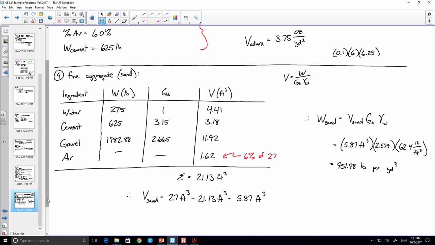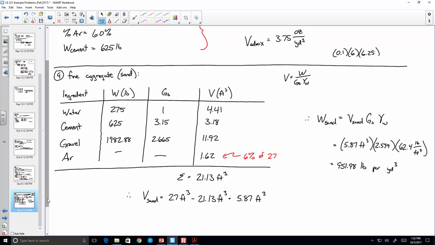Okay. All I did here is just convert that into a weight. So the cubic feet cancel and I get pounds. But what I'm saying is that that amount, that weight, is how much sand you need to throw into it to generate one cubic yard. So the per cubic yard was really everywhere in all this. I just didn't want it to get superfluous. So, does that make sense?